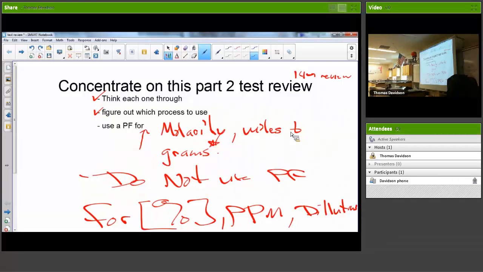And then it says do not use the picket fence for percent, part per million, or dilution. And you use the Tom circles. Well, dilution isn't a Tom circle. That's the "of" and then divide. Are you going to give us the Tom circle? We're going to do that on this next slide.